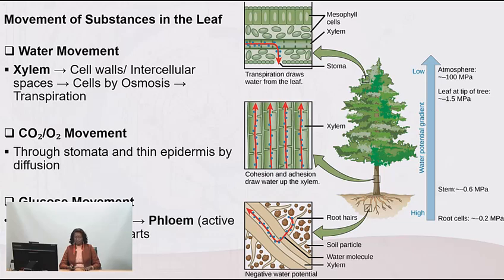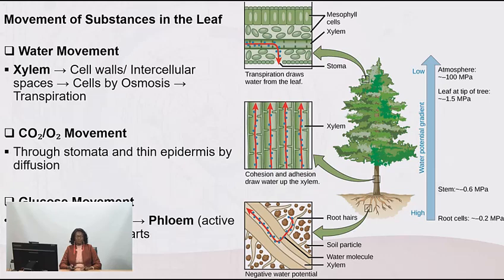So the second movement is the movement of carbon dioxide and oxygen. It occurs through the stomata and the thin epidermis layer by a process known as diffusion. Diffusion is the movement of air molecules, which is carbon dioxide and oxygen, from a point of lower concentration to a point of higher concentration within the leaf.